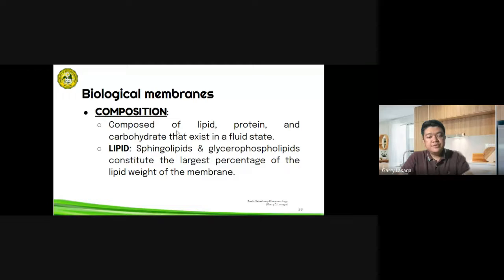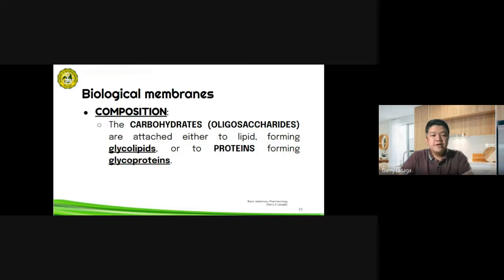The other components of biological membranes include proteins and carbohydrates that exist in a fluid state. For the lipids, we have the sphingolipid and the glycerophospholipid. For the carbohydrates, they are basically oligosaccharides in nature. They are attached either to lipids, forming glycolipids, or to proteins, forming glycoproteins.